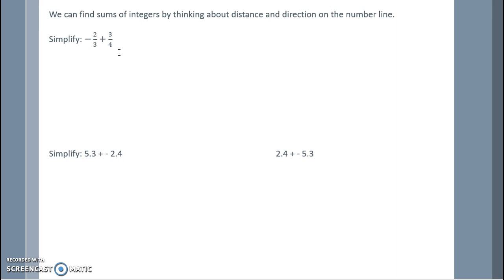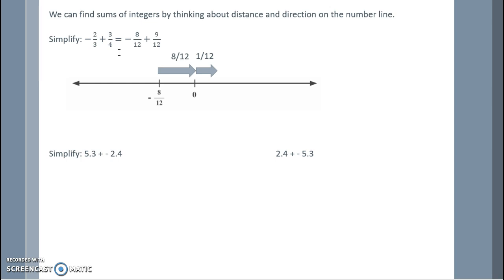We can find sums of integers still thinking of their distances, but what if our denominators are not the same? Well, we know that we need to make them the same regardless. They need to have the same unit that we're talking about. So negative 2/3 plus 3/4 is the same as negative 8/12 plus 9/12. So we'll start at negative 8/12. We need to add 9/12 more. So to get from negative 8/12 to 0, we're moving in the positive direction, 8/12 of a space, but we need to go one more 12th to get to 9/12. So our final answer is 1/12.